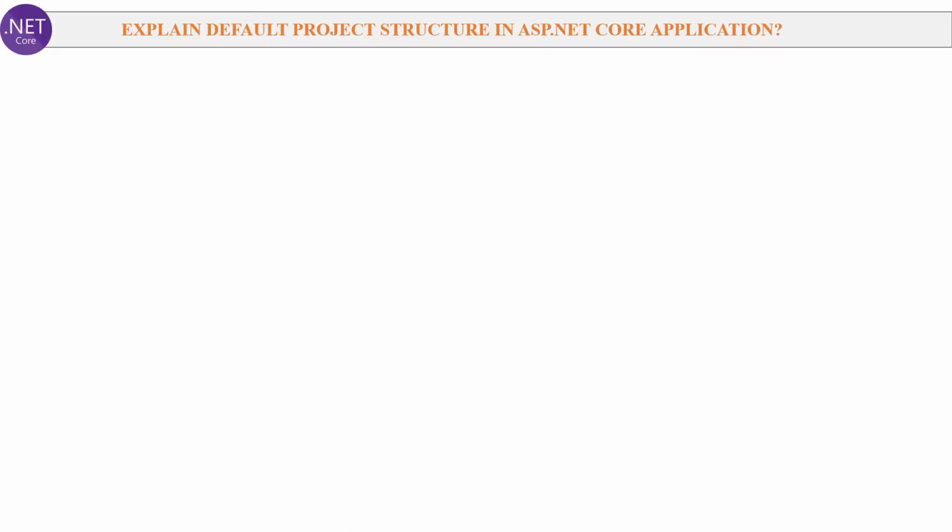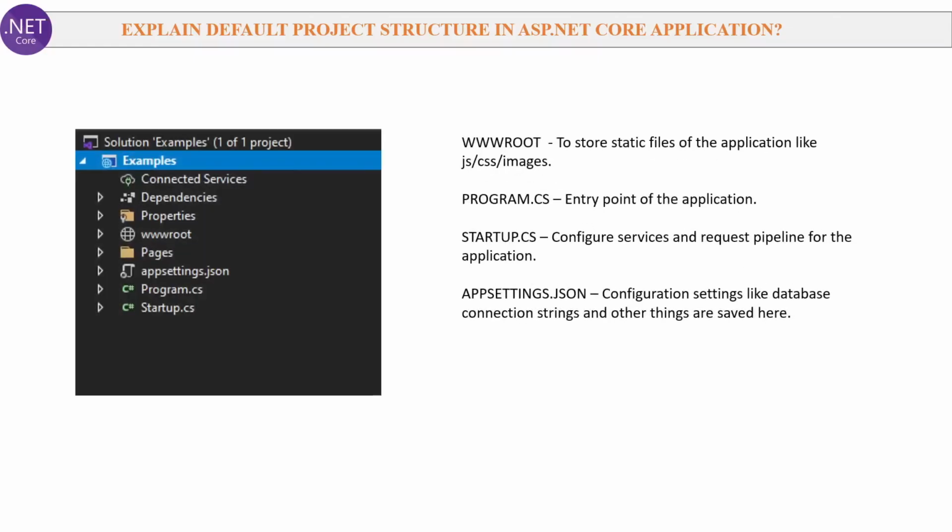Next question is explain default project structure in ASP.NET Core application. This question is not directly asked in interviews, but one must be aware about the default files in ASP.NET Core application. In the diagram, you can see by default we have 4 to 5 important files and directories in ASP.NET Core. First one is wwwroot, which is basically used to store static files of the application like JS, CSS, and images. Second file is Program.cs file, which is basically the entry point of the application.